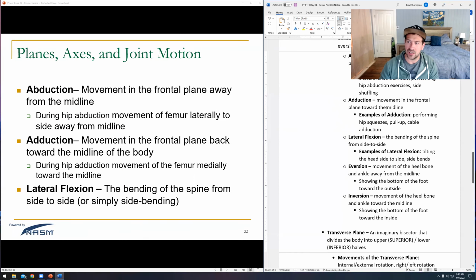One more movement that's kind of unique. You also have what we're going to call lateral flexion. Now, you have to say them together. It has to be lateral flexion, not just flexion. Flexion is a sagittal movement. Lateral flexion, though, is a frontal plane movement. And this only takes place at your spine.